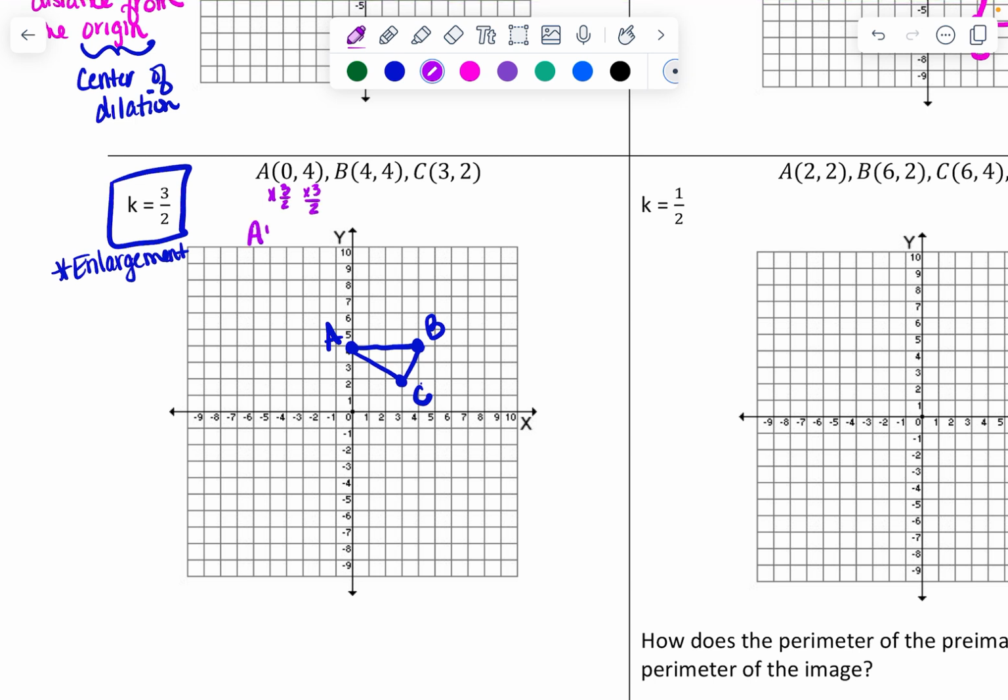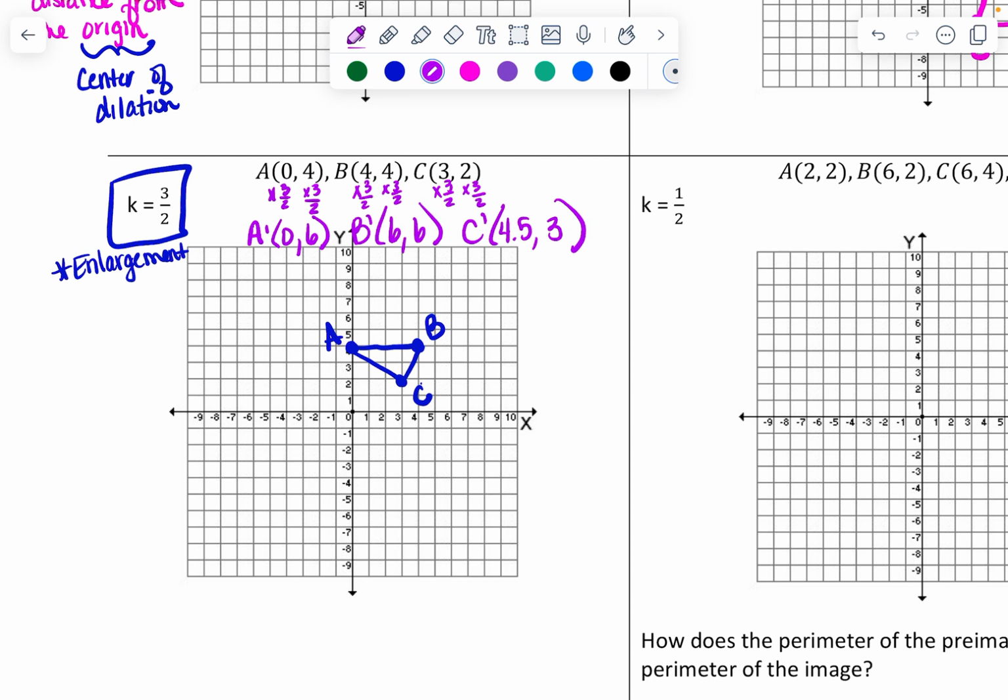So A prime is going to be at 0 times 3 over 2 is 0. 4 times 3 is 12, divided by 2 is 6. And I'm just going to do that in my head because these are pretty easy to do. 4 times 3, the same idea. We're going to get 6 comma 6. And C prime, let's see, we're going to get 3 times 3, which is 9. 9 divided by 2 is actually going to be 4.5. That's a decimal. It's fine. We can handle that. 3 times 2 is 6. 6 divided by 2 is 3.